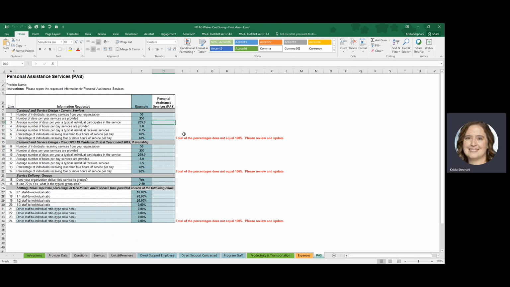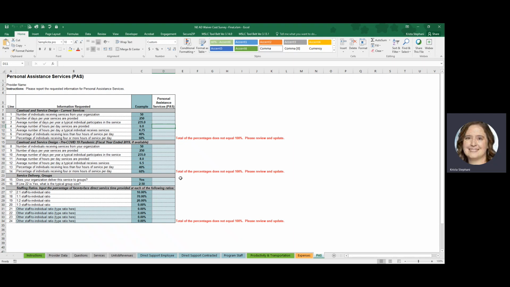Now we're also asking, what is the average number of days a typical individual participates in the service? We realize that not all individuals or participants receive services daily. And so that's why we are asking for the average number of days per year individuals receive services from you in your organization.